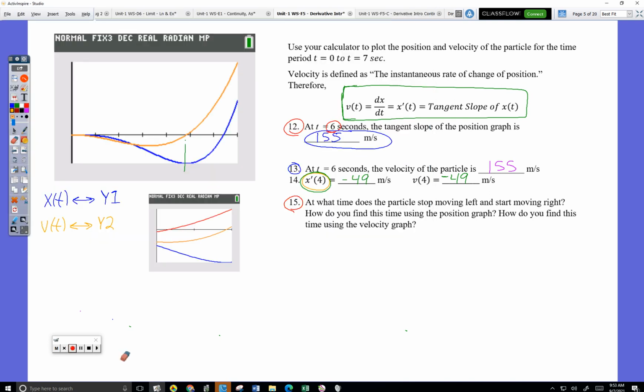Okay, back to the sheet. Right on your paper it says, at what time does the particle stop moving left and start moving right? That was 4.848 seconds.